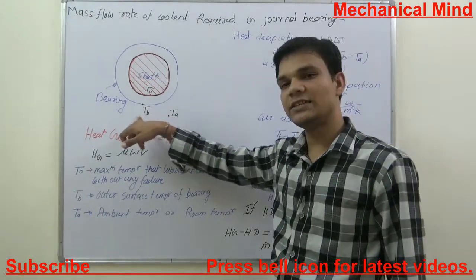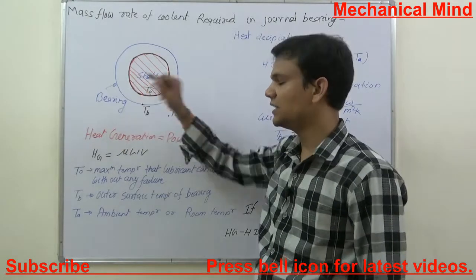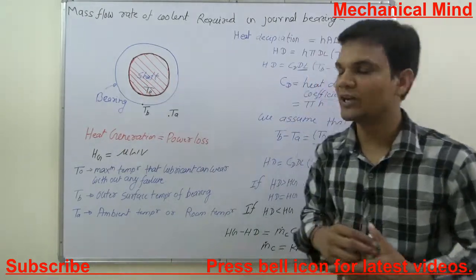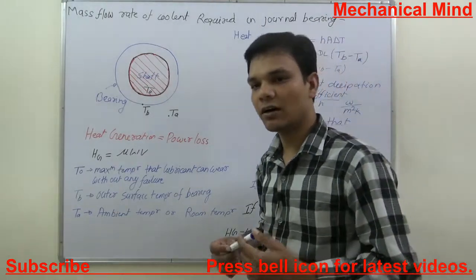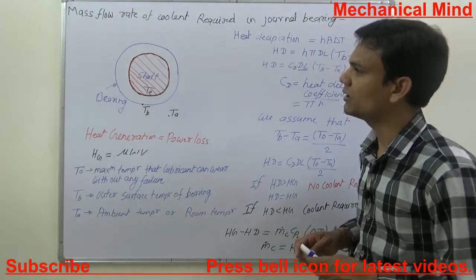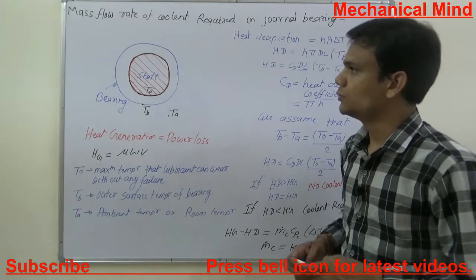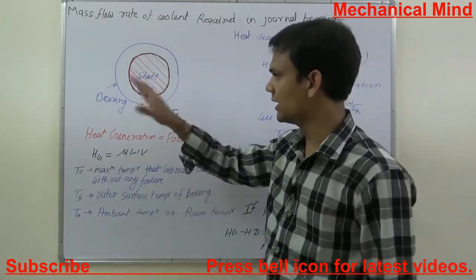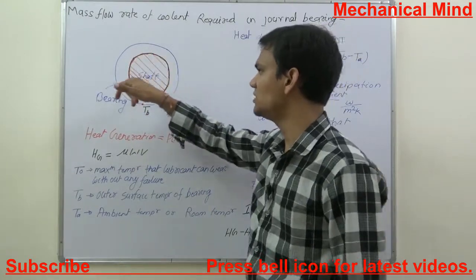TB is the temperature of the outer surface of the bearing. T0 is the maximum temperature of the lubricant that it can bear without any failure. After that the quality of the lubricant will degrade, or it will not function properly. So here this is the shaft and the bearing, and in between we use the lubricant.